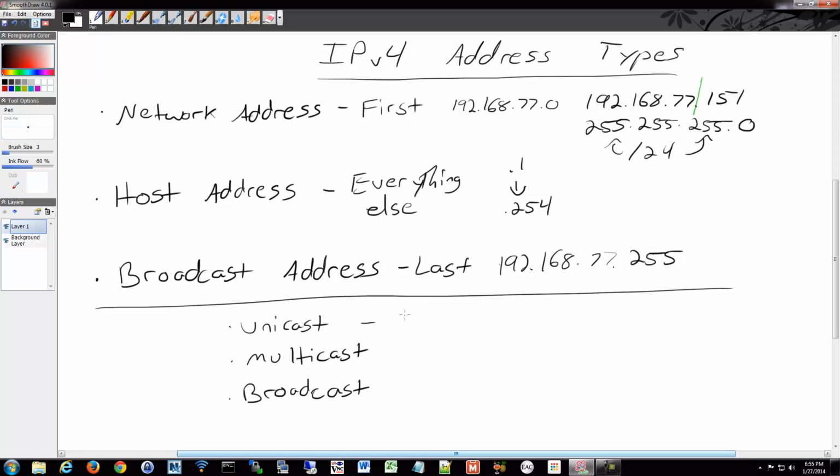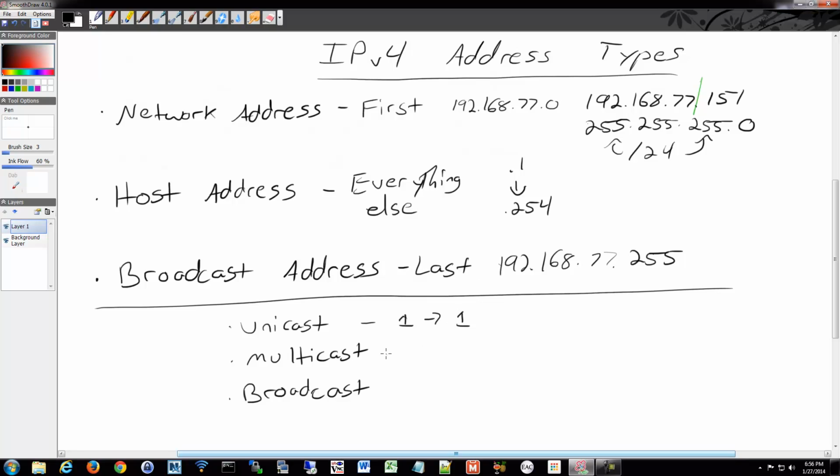Unicast goes from one device to one device. So if I'm sending you a packet, I'm coming from 77.151 and I'm going to 77.1. That's a unicast packet. It goes directly to you. It goes out on the wire, and anyone else who's on that wire is not going to interpret that packet. They're going to ignore it.